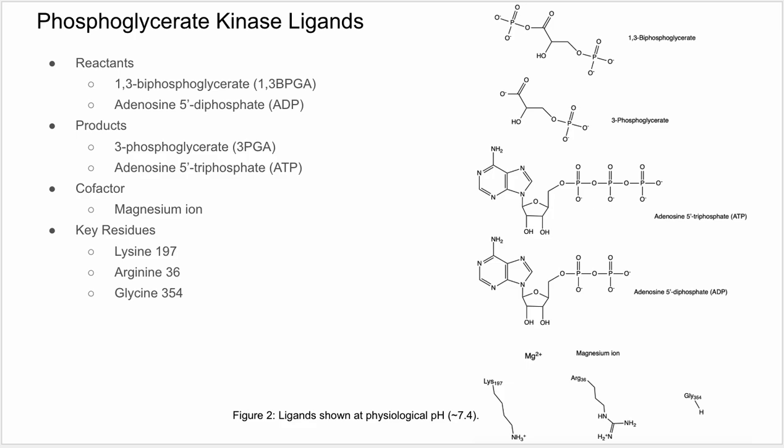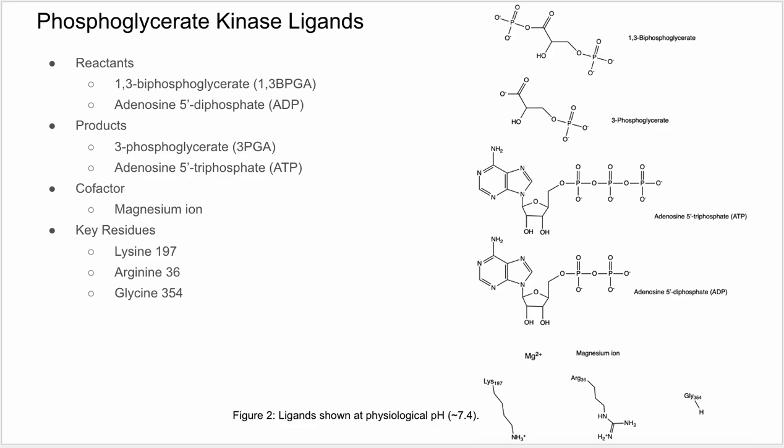Here are the ligands and key residues involved, and these are presented in their ionization state at physiological pH of around 7.4, which can be seen in figure 2. PGK performs the mechanism by reacting ADP with 1,3-biphosphoglycerate to produce 3-phosphoglycerate and ATP. The reaction is catalyzed in the presence of a free magnesium ion, which is a required cofactor.